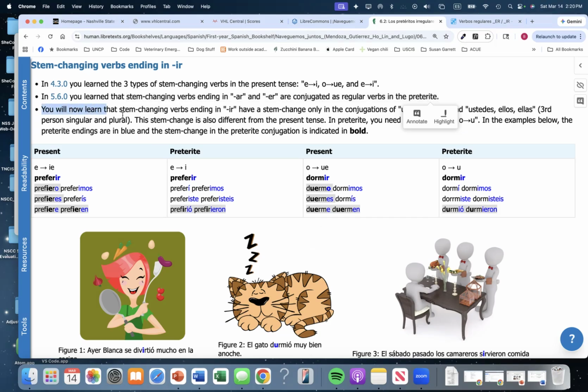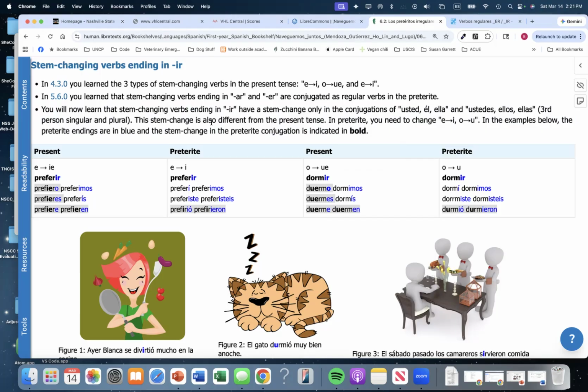You will now learn that stem changing verbs ending in IR in the present have a stem change only in the conjugations of usted, él, ella, third person singular, and ustedes, ellos, ellas, third person plural. This stem change is also different from the present tense. In preterite forms, you need to change E to I and O to U, as you will see in the examples below. The preterite endings are in blue, and the stem change in the preterite conjugation is indicated in bold.